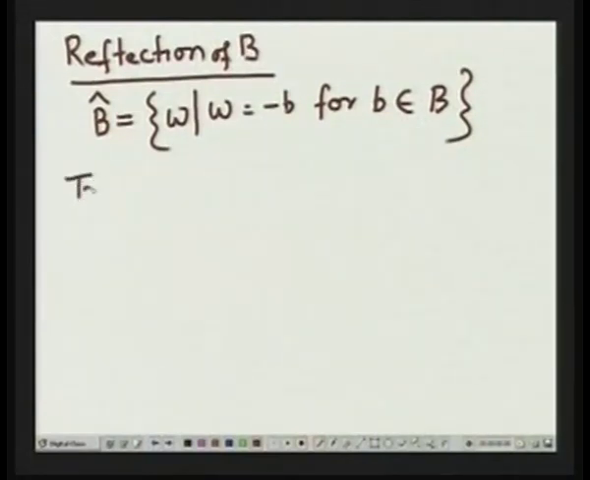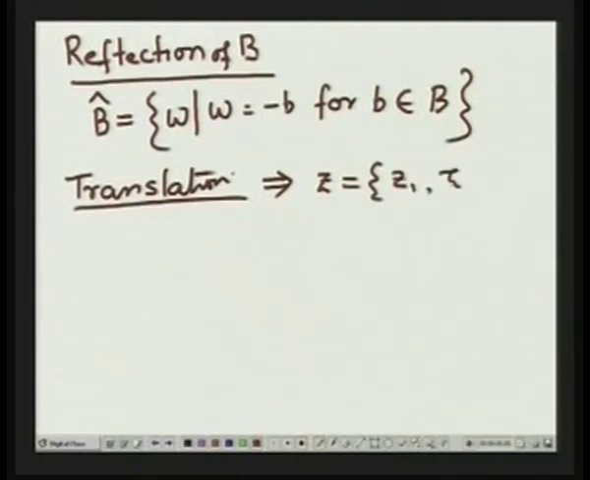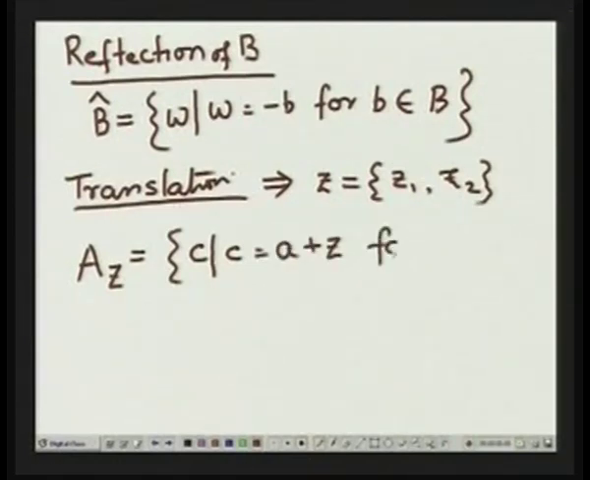Similarly, we can have a translation operation on a set. If we translate by a vector z, whose components are z1, z2, then the translation of a set A by vector z, which is represented by A with subscript z, is given by the set of all points C such that C is equal to A plus Z for A belonging to set capital A. So, if I shift all the points belonging to set A by this vector capital Z, then the set of all those shifted points forms the set A Z, or the set A which is translated by vector Z.